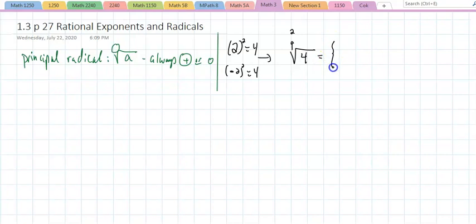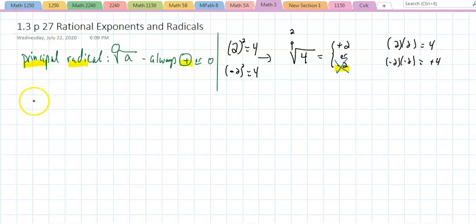Now the answer should be a positive 2 because 2 times 2 is a positive 4. Or it should be a negative 2 because negative 2 times negative 2 is a positive 4. But by what I just defined, you're never allowed to have a negative if you have a square root.